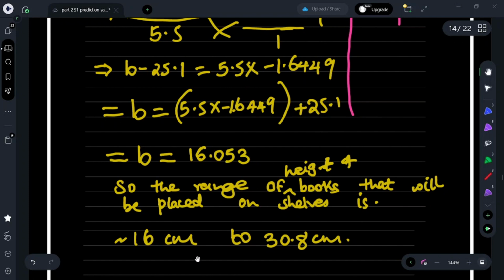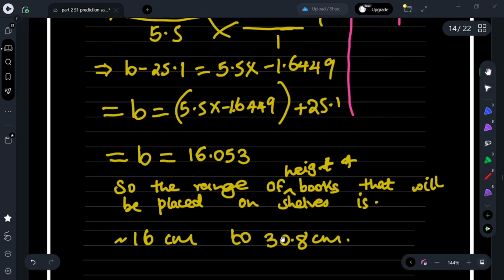And therefore, the range is going to be from approximately 16.053 centimeters to 30.8. Remember, we knew the taller percentage was 0.15 or 15%, and those were the books taller than 30.8.